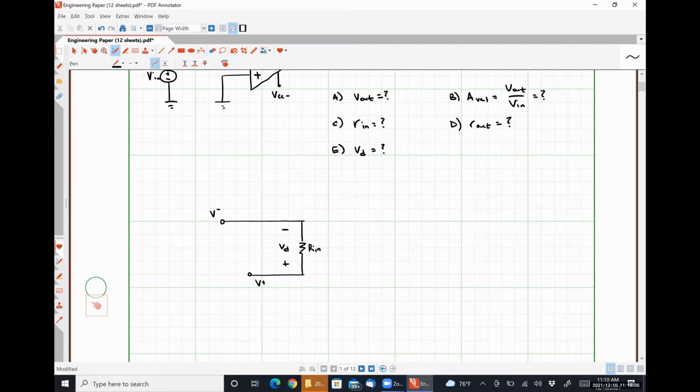I'm drawing Rin upside down to make it easier to draw the feedback that's going to happen. It does not matter if we draw it the other way around. It's just going to make the overall drawing look a little less messy by doing it this way. So, just explaining what I'm trying to do here.